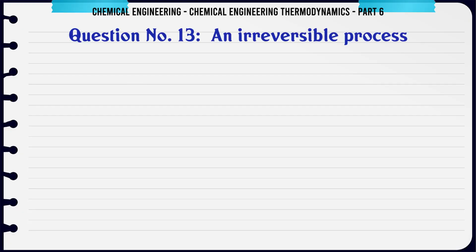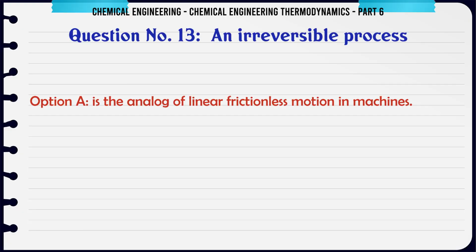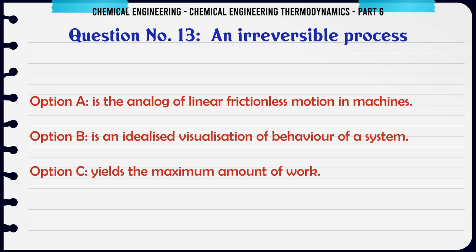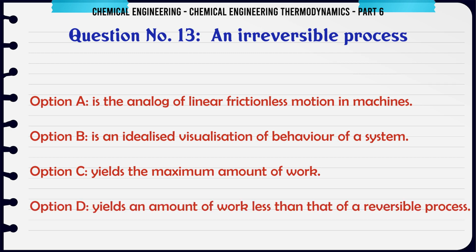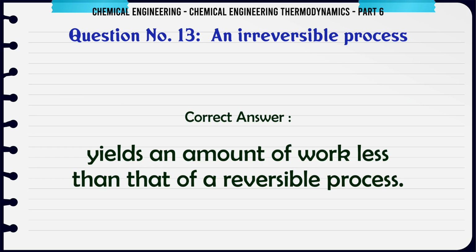An irreversible process: A) is the analog of linear frictionless motion in machines. B) Is an idealized visualization of behavior of a system. C) Yields the maximum amount of work. D) Yields an amount of work less than that of a reversible process. The correct answer is yields an amount of work less than that of a reversible process.